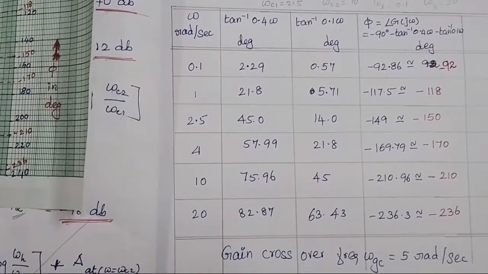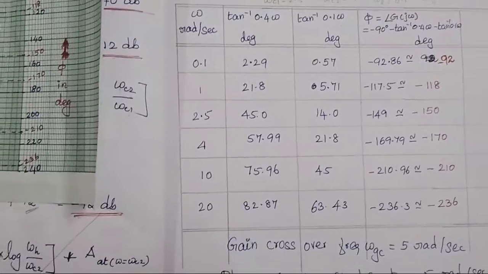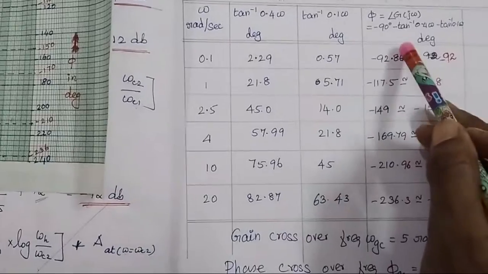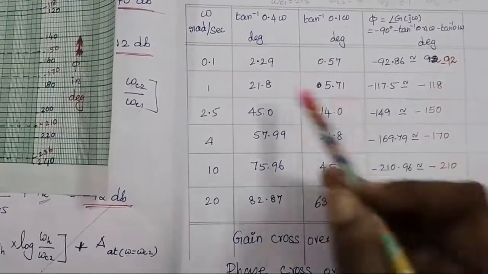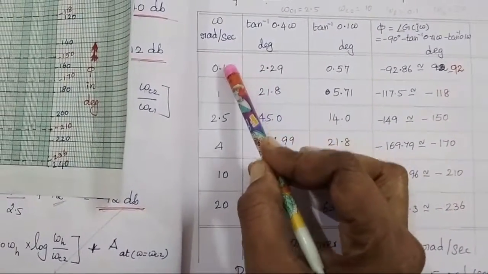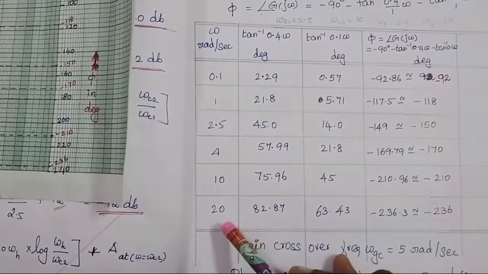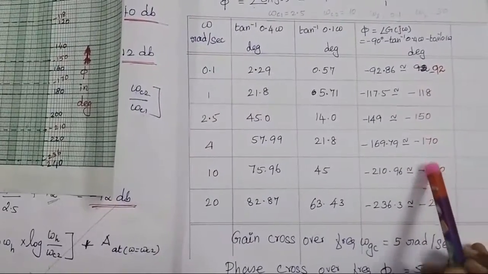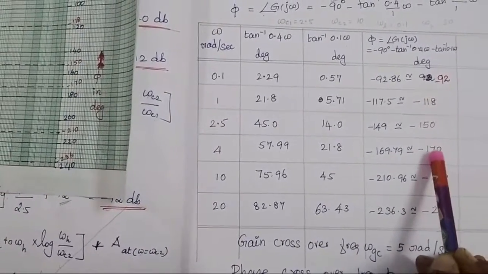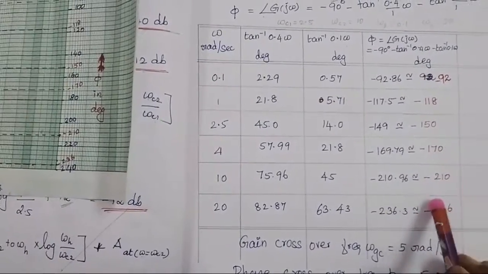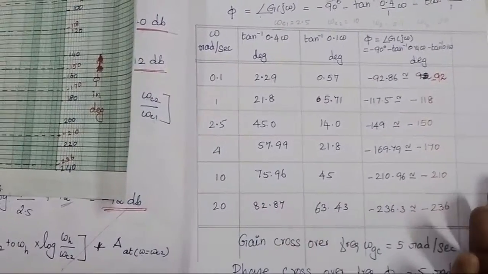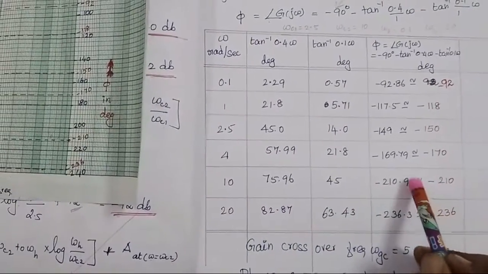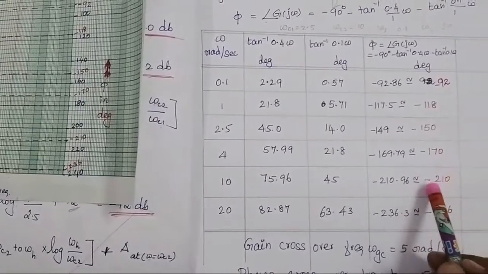Now we will proceed with the phase plot. For plotting the phase plot, we need these omega values and these phase angle values. Our omega values are from 0.1 to a maximum of 20. I ignore 50 here because we attain 180 degree between 1 and 10. So no need to proceed to 20 and 50, but I calculated them anyway. No need to go for frequencies beyond minus 180 degree.